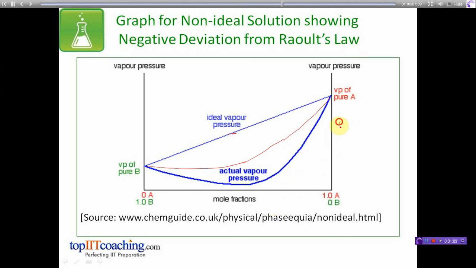An example of such a solution is the mixture of nitric acid plus water. They react together to give nitrate ions and hydronium ions in the solution. These ions have strong ionic attractive forces acting between them as compared to the intermolecular forces acting in their pure state. Therefore, they show a negative deviation from Raoult's law.